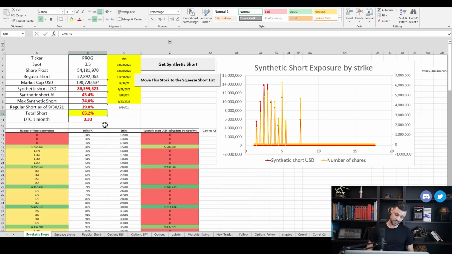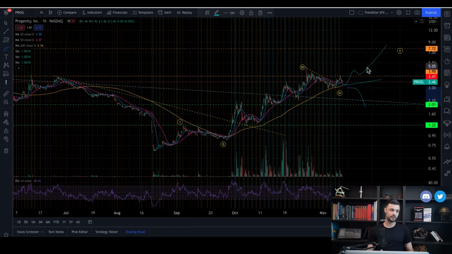The only thing that to me is not very bullish in terms of squeeze is the DTC at 0.3. All right, so the daily volume is much bigger than all the synthetic short and short combined. So I don't believe this would be the reason why we actually squeeze, but we still have some gamma around 5, and we still have this potential fifth wave to come.